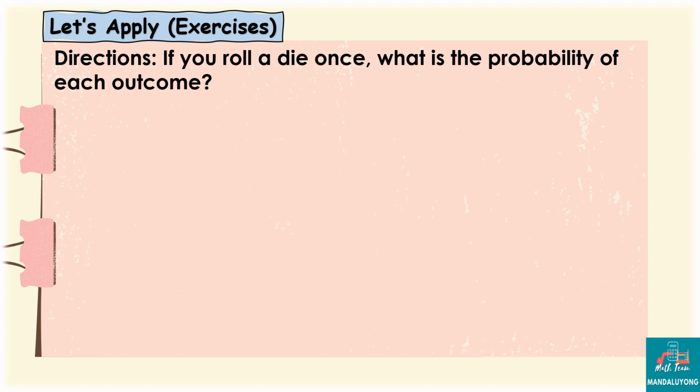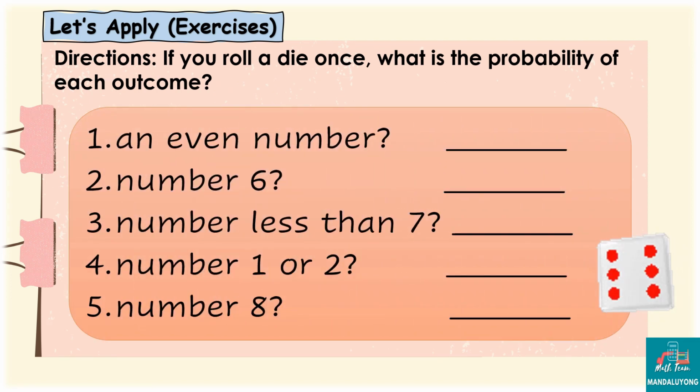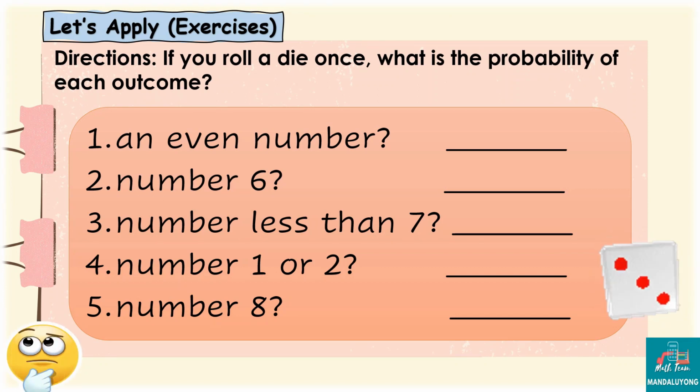The probability of each outcome. Number 1, an even number. Number 2, number 6. Number 3, number less than 7. Number 4, number 1 or 2. At number 5, number 8.